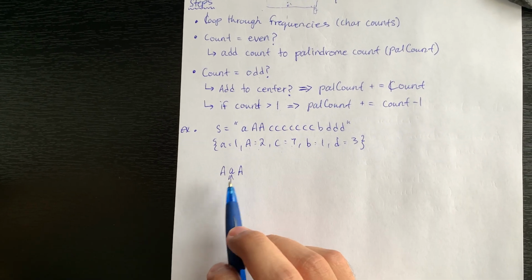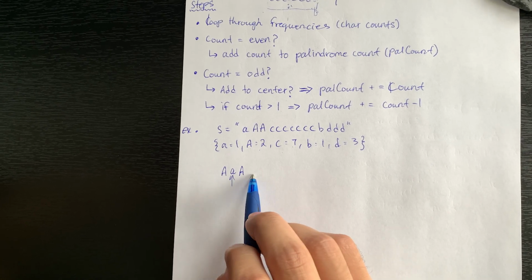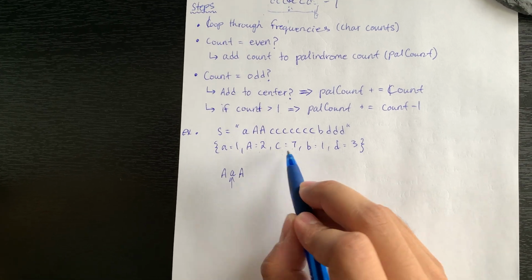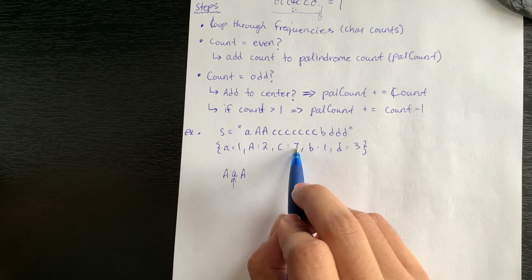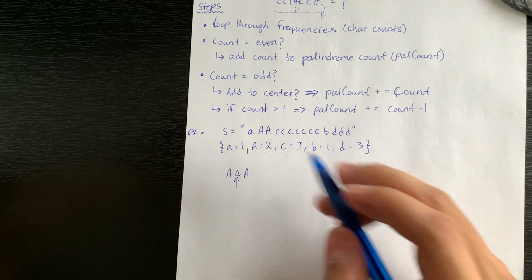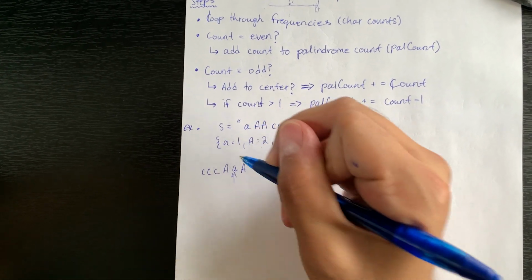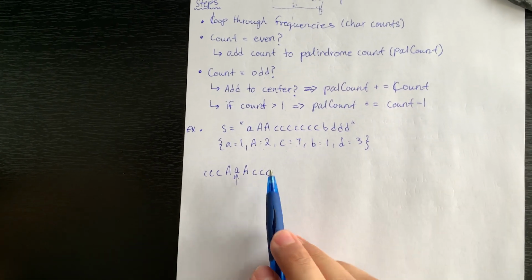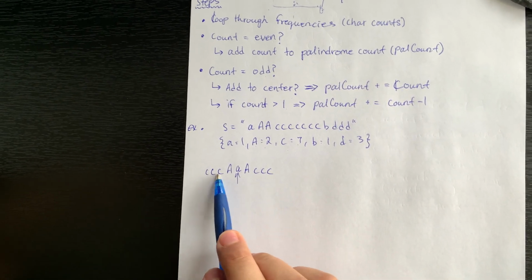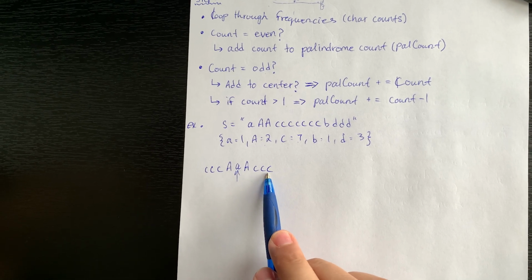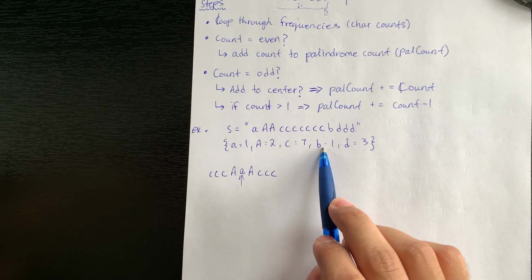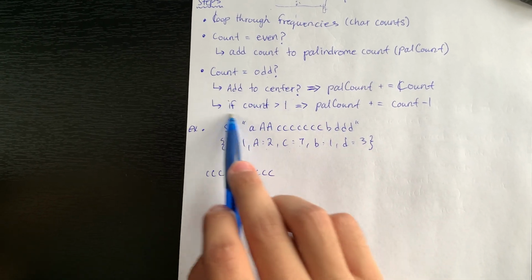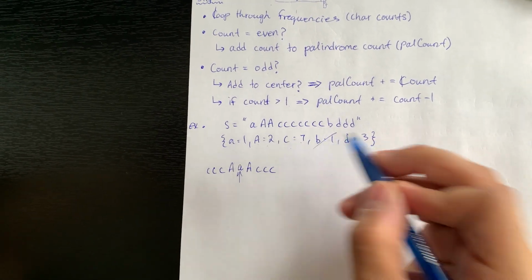In other words, we can't actually add 7 C's in here without making this unbalanced. So what we want to do is add only 6 C's. That's why we're taking the 7 and subtracting 1 here. So we can put 3 C's on the left and 3 C's on the right. So the maximum number of C's we can take is 6, while keeping the palindrome balanced. So let's look at B. We can't add B because we already have something in the center and our count for B is not greater than 1. So we're not going to add B.